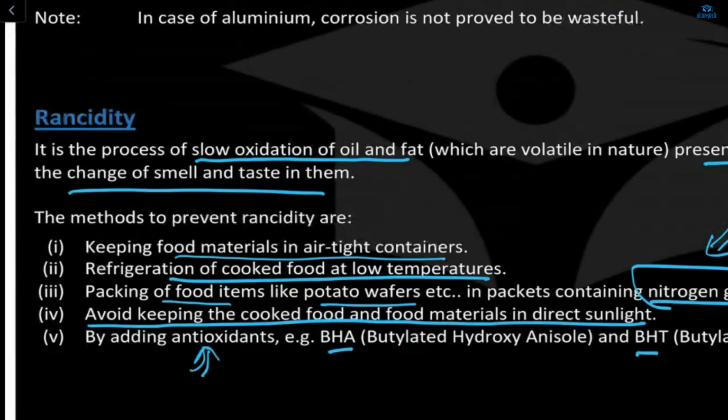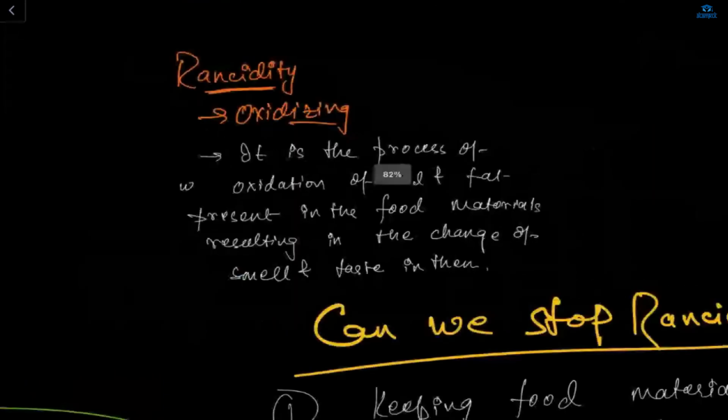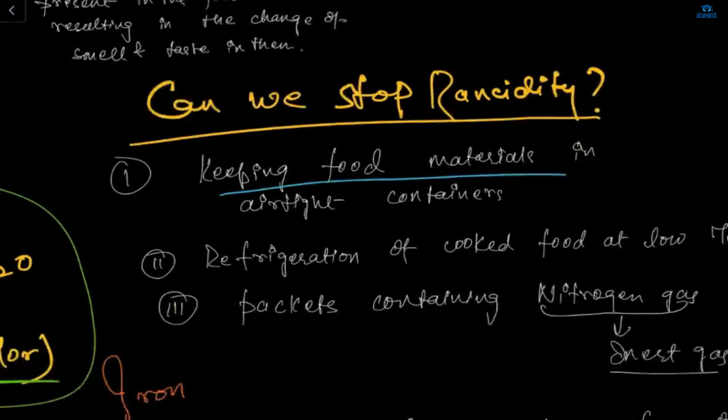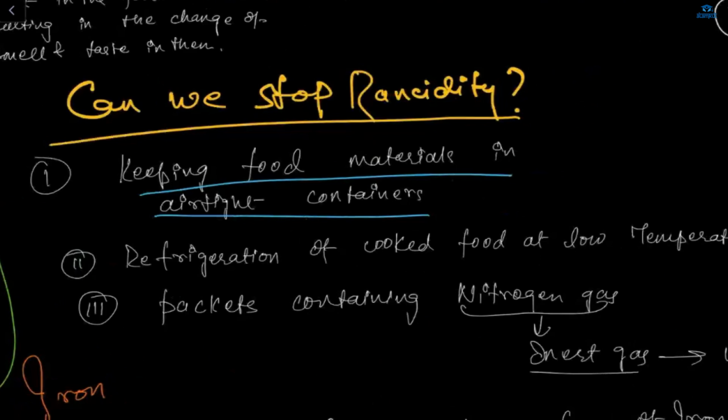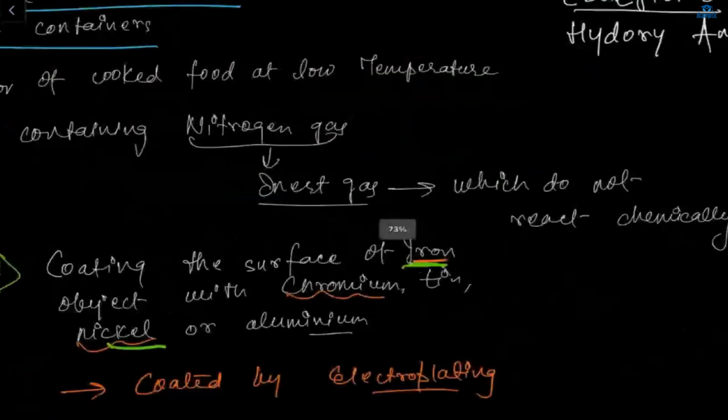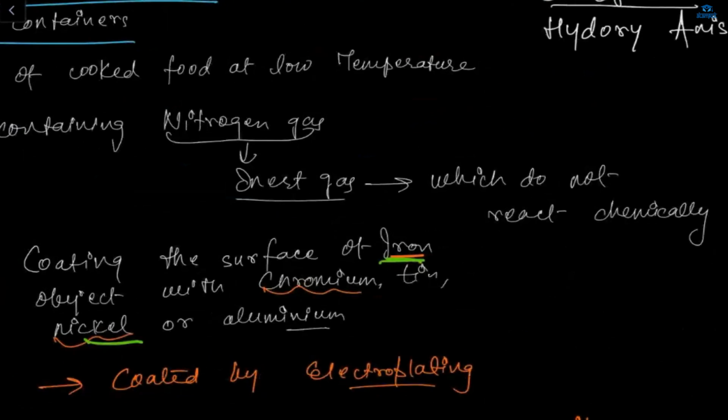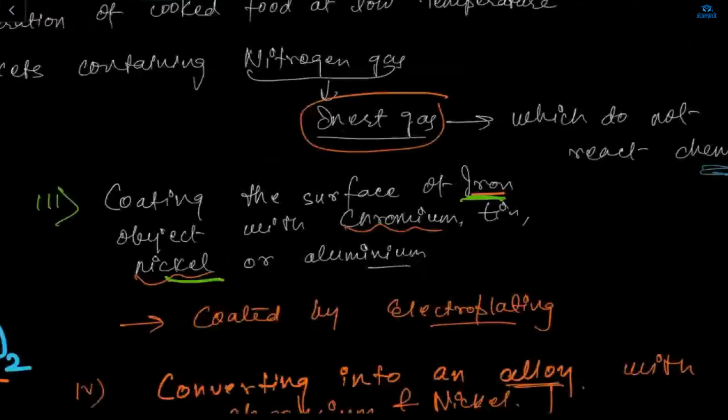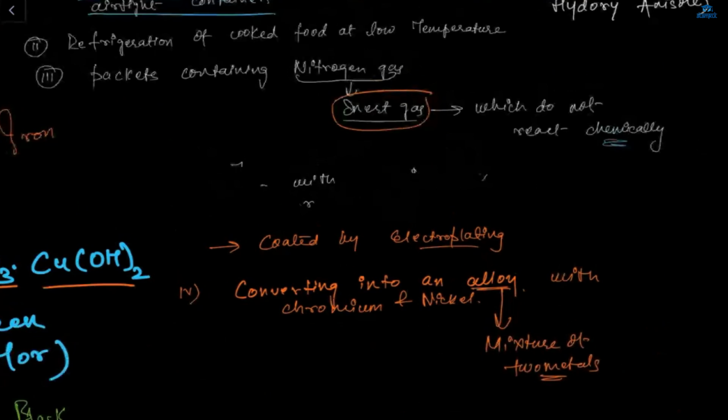We usually do this: refrigeration, we can put our food in a refrigerator, or we can avoid keeping our food in direct sunlight, and we have to pack our food items with nitrogen gas. Okay? So how can we stop rancidity? Keeping food materials in airtight containers, refrigeration, packets containing nitrogen gas. Nitrogen gas is an inert gas, which does not react chemically. Nitrogen gas is the safest gas, so our potato chips, Lay's, Kurkure, or anything will be safe in the packet.